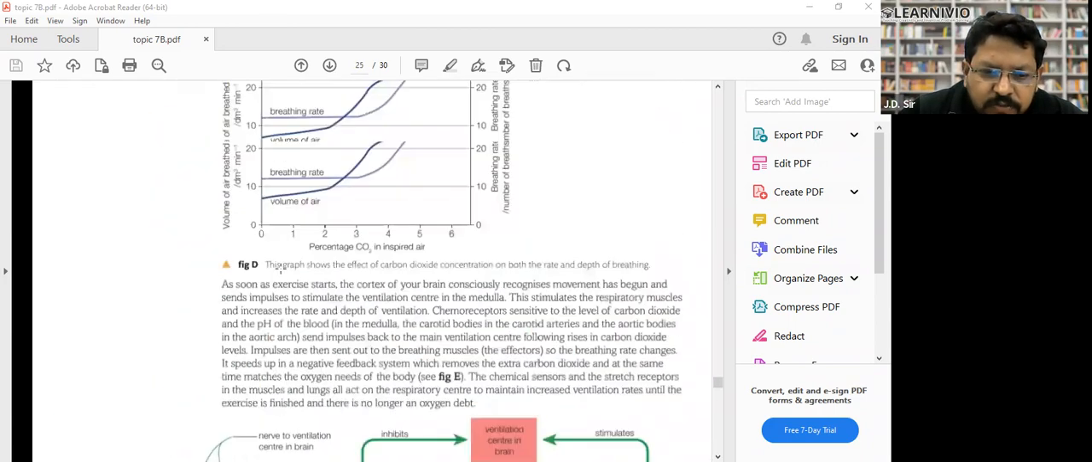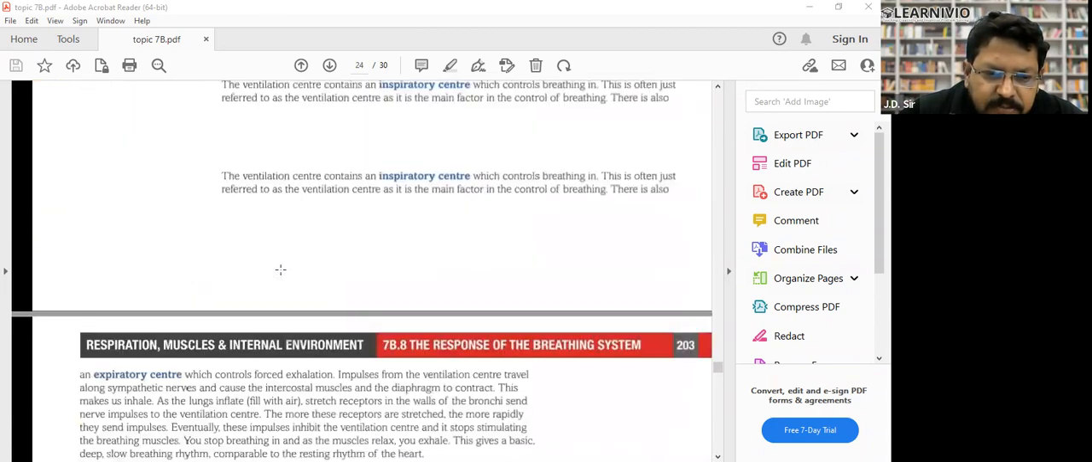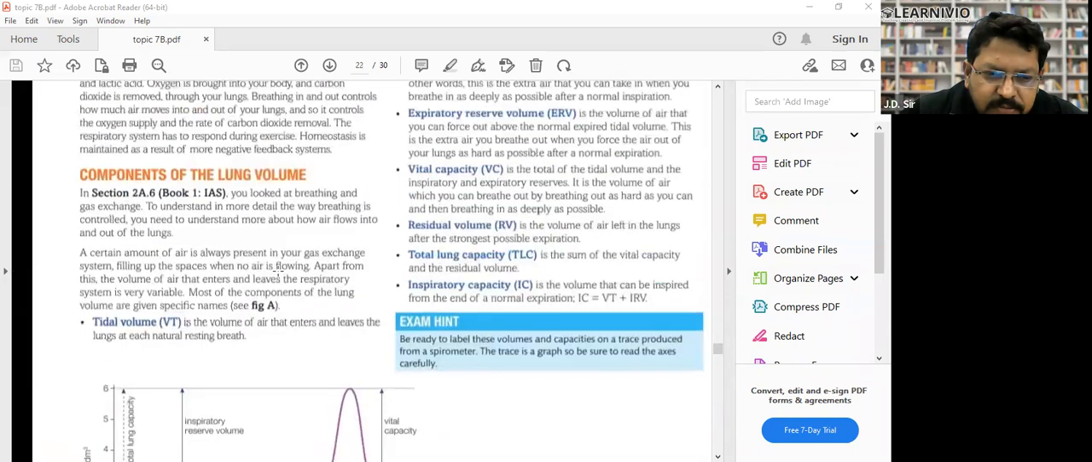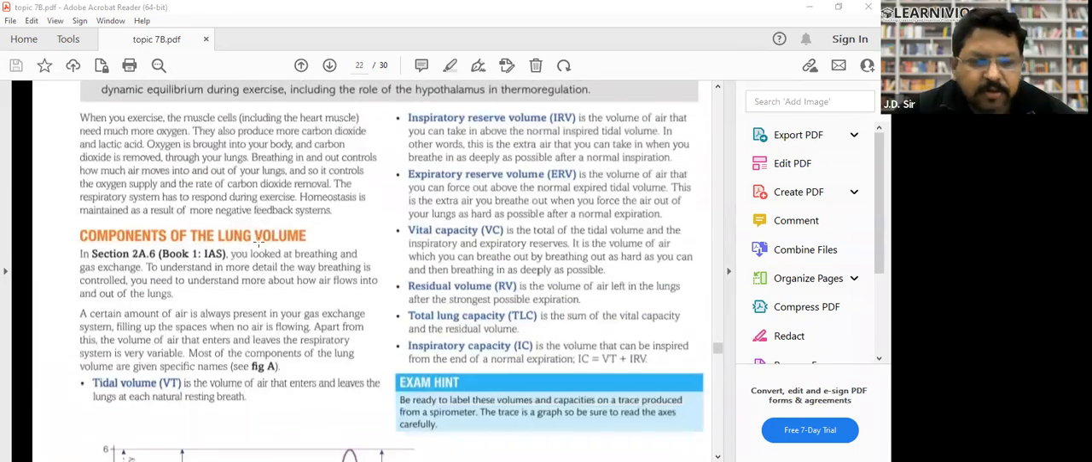First, let me show you these volumes. The concept of lung volumes, right? If you want, you can note it down. Let me tell you.